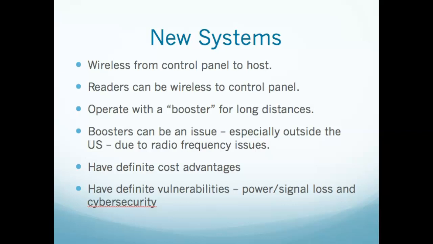So there are new systems that are running wireless from the control panel to the host. The readers can be wireless to the control panel. They normally operate with a booster for long distances. If you look very closely at that drawing, I think that the RS-485 cabling that they had in there runs about 4,000 feet. That's not a long way when you're talking about a large commercial warehouse or building. And you need a booster for those long distances, but that can work. You can use a wireless booster.